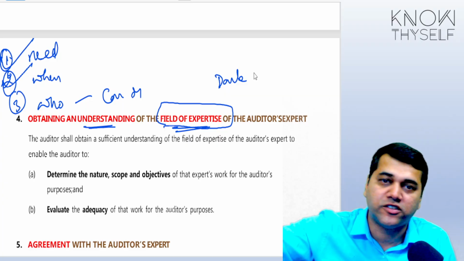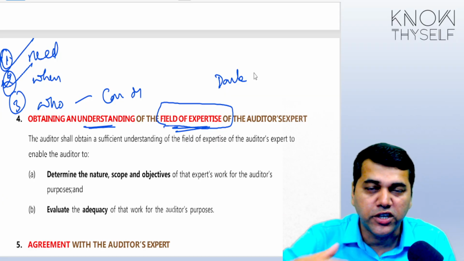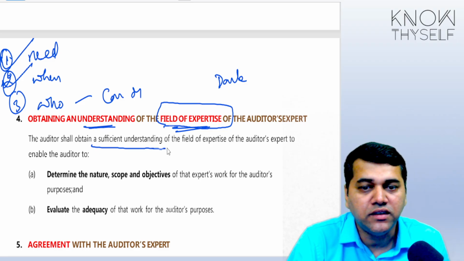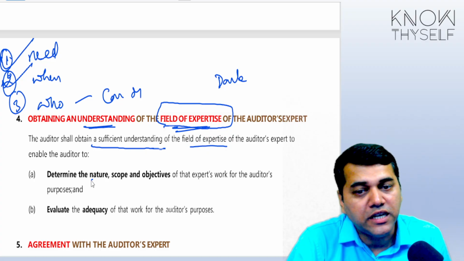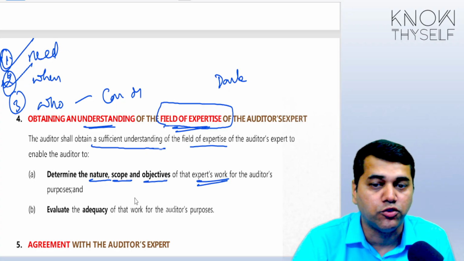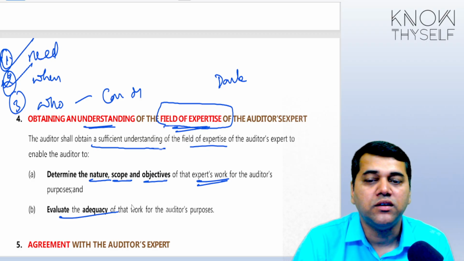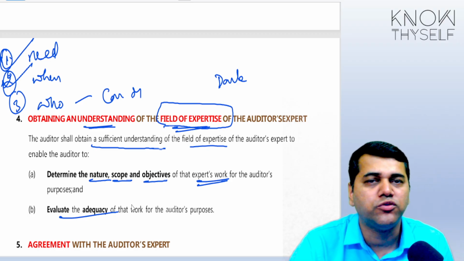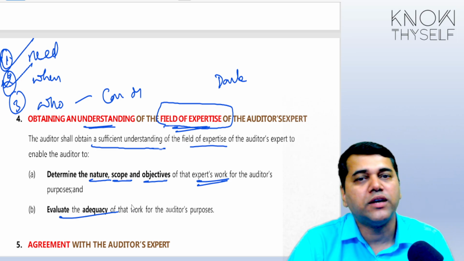See, you need not become that expert. Please understand. But at least something you should be knowing about that field of expertise so that you can question them. So, the auditor should obtain sufficient understanding of the field of expertise so that you can determine the nature, scope, and objectives of the expert's work, like to what extent they have to do, what type of work they have to do, and you can check the adequacy of the expert's work. That means you need not have that in-depth knowledge like an expert because you are not that expert. But at least you need to have certain basic knowledge so that you can question them.